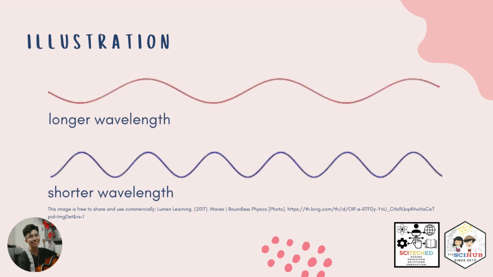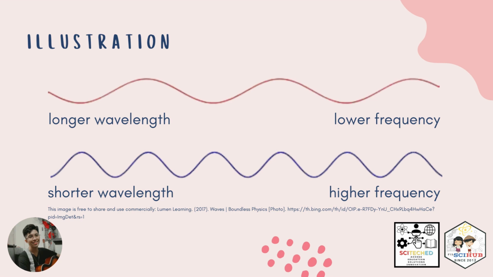Now, since the red wave has a longer wavelength and the violet wave has a shorter wavelength, then red has lower frequency while violet has higher frequency.